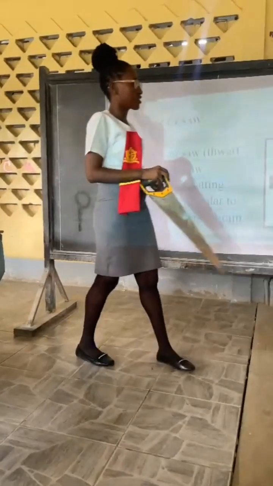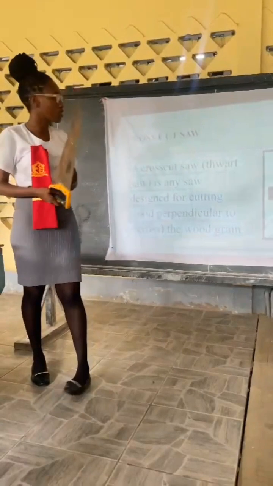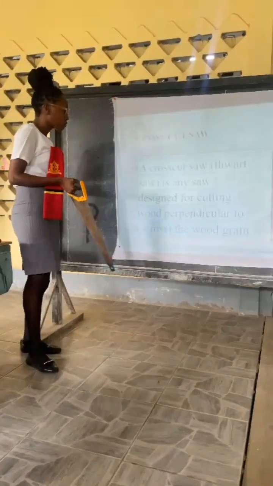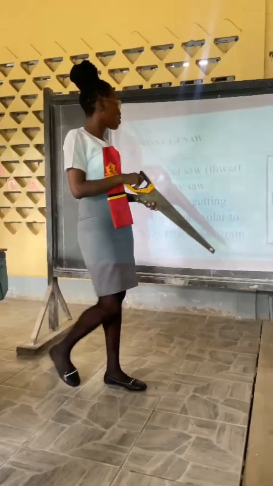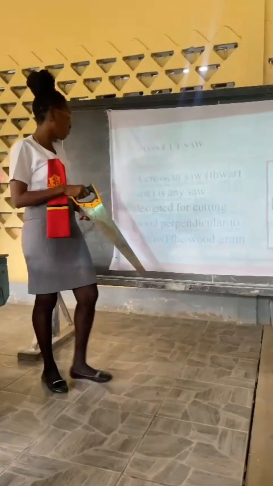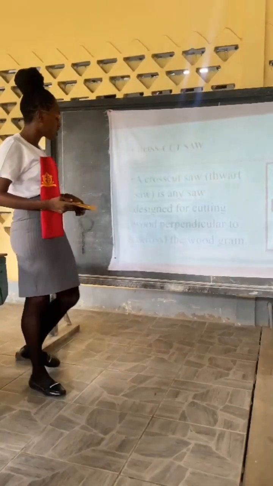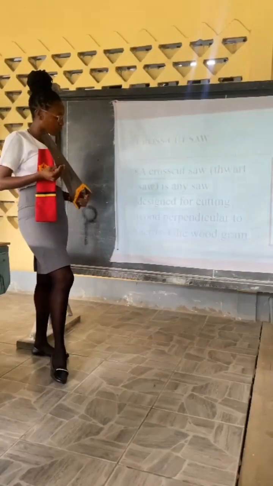Okay, students. Now we're moving on to the third type of saw. So we know the third type of saw is a cross-cut saw. The cross-cut saw is any saw designed for cutting wood.